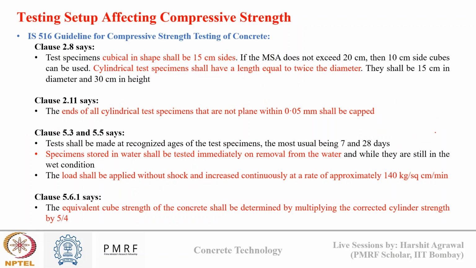Apart from the effect of concreting element on compressive strength, we saw how testing setup and sample dimension can affect the concrete strength. So in this, we saw how different specific requirements are there in IS 516 for compressive strength testing, like sample shape, dimension, loading rate, moisture condition, and capping material. And for each, we understood how they affect the compressive strength value.